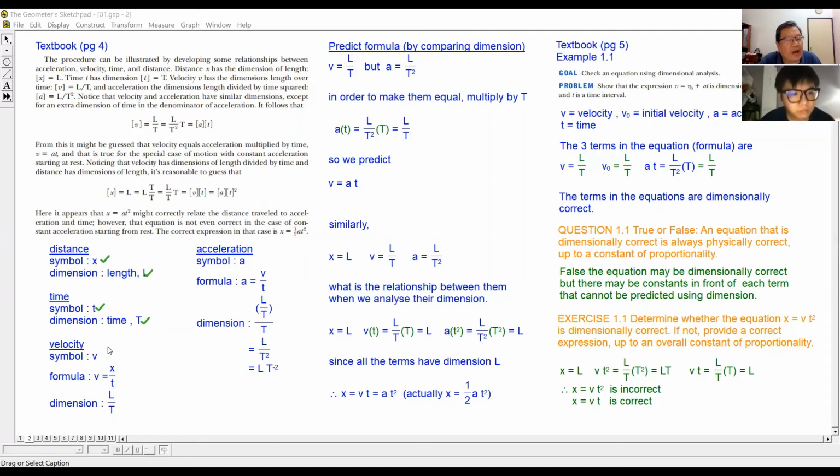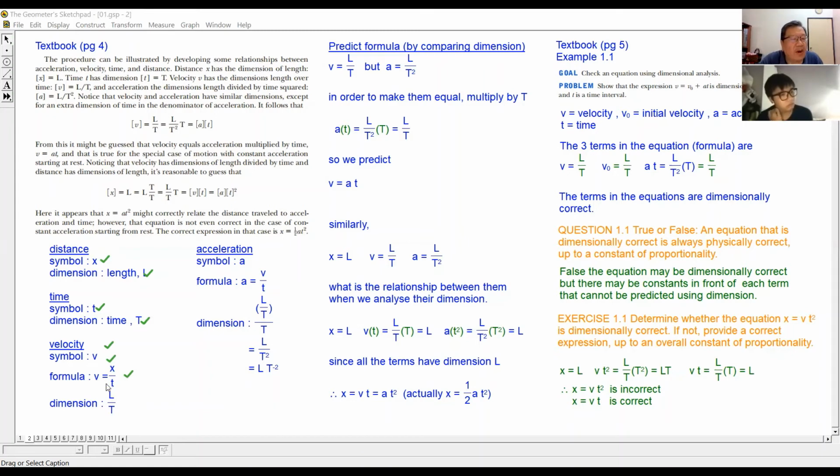Next one, we have velocity. The symbol for velocity is v. The formula for velocity is the distance divided by time. This is the formula. Let's say if you are not familiar with the formula, you just take it as the relationship between velocity, distance, and time. So this is the relationship, and it comes to you in the form of a formula.